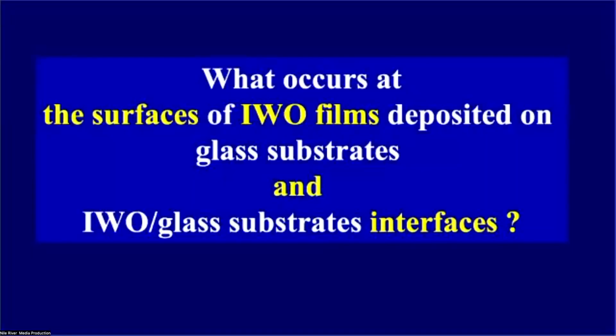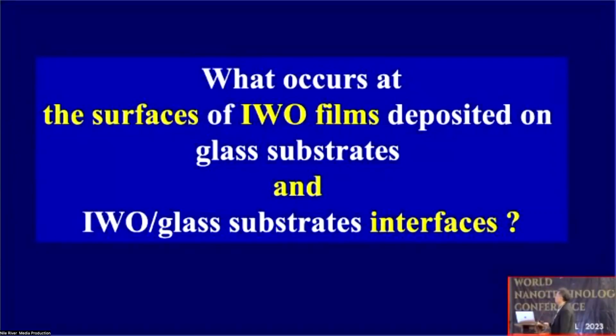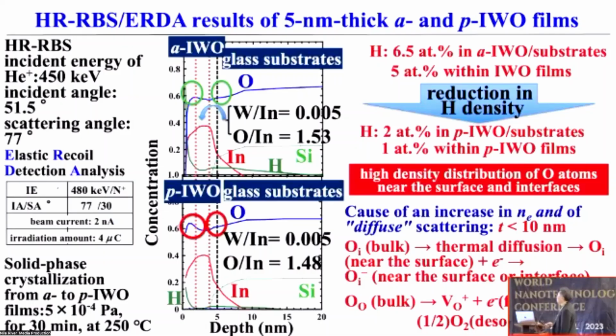And what occurs at the surfaces and interfaces of IWO films? This is an experimental fact. I'm afraid this slide is very busy. This slide shows the results of high resolution RBS and elastic recoil detection analysis, giving the hydrogen depth profiles. This is the amorphous film and this is the polycrystalline film. Just solid phase crystallization changes.